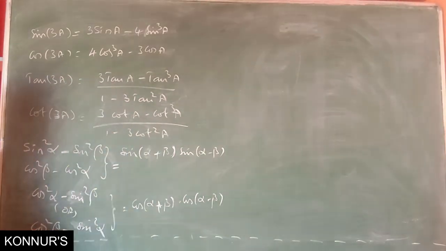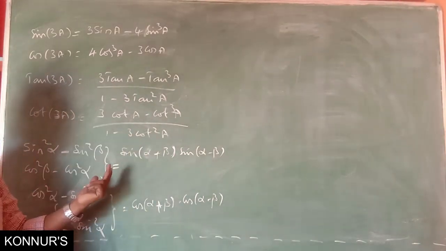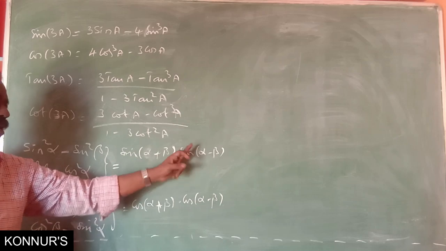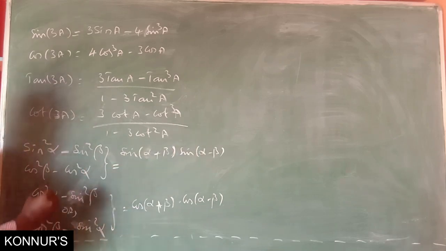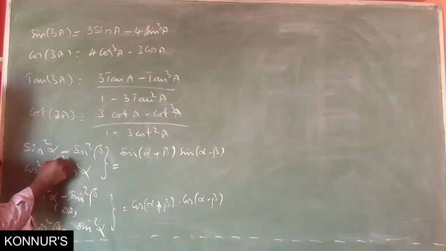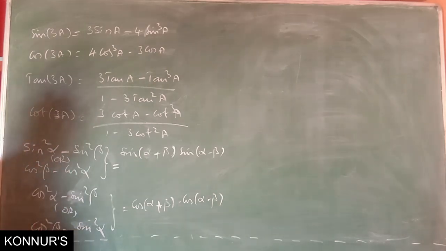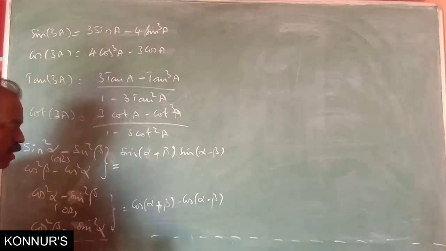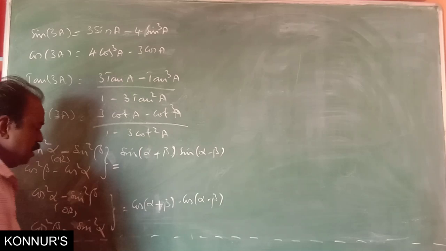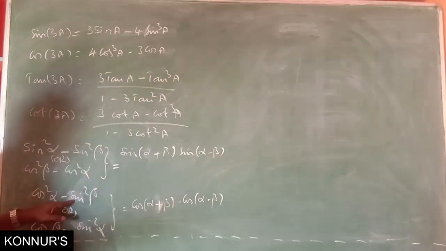You see, it is like this. Sine of alpha plus beta and sine of alpha minus beta is sine square alpha minus sine square beta, or otherwise, it is cos square beta minus cos square alpha also. Cos of alpha plus beta, cos of alpha minus beta is cos square alpha minus sin square beta, or cos square beta minus sin square alpha. Both are there. Cos minus sin. Cos minus sin. Okay. This is one set.